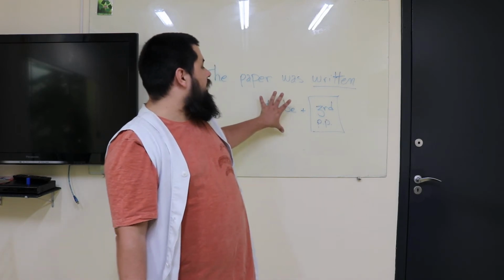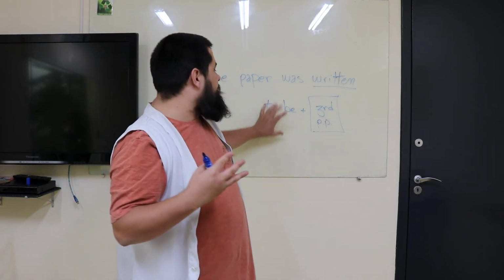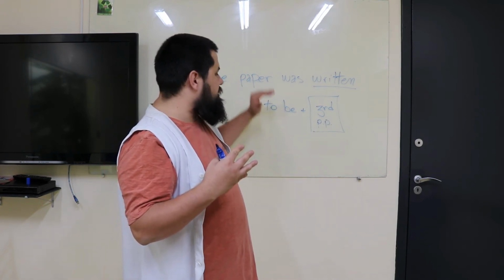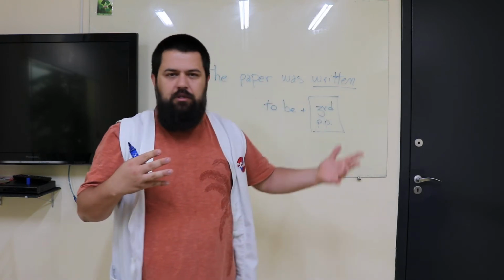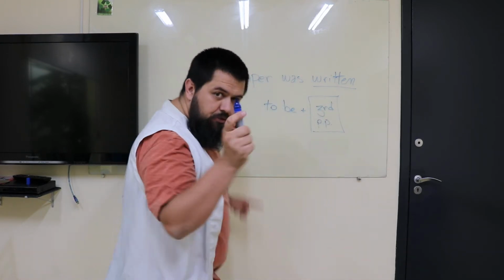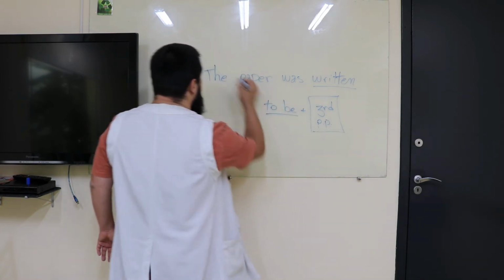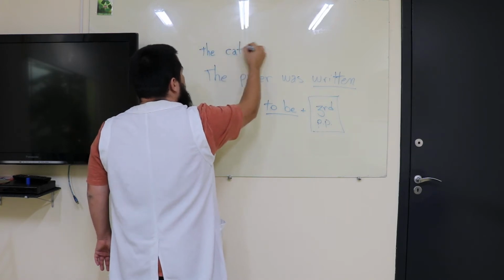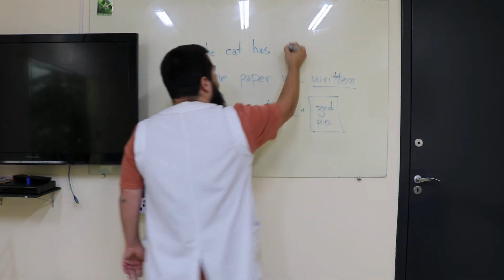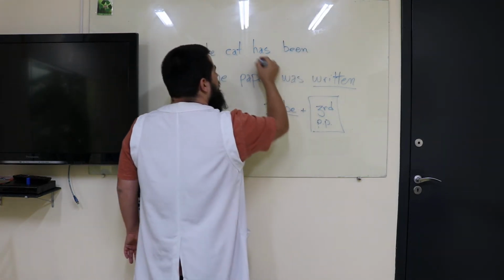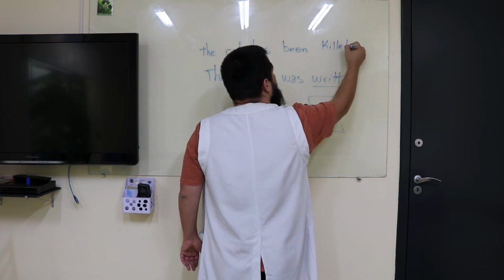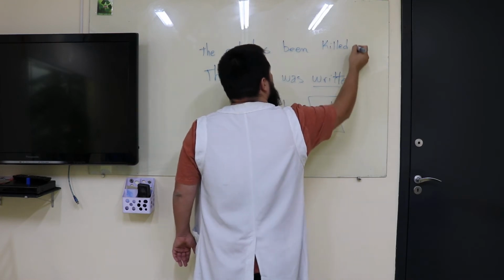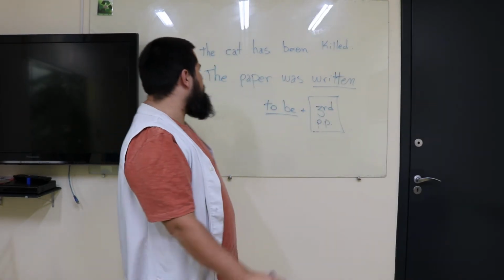The point is, you should try, guys, to develop this idea of passive voice. You should try to make your sentences in the present, in the past, in the future, in the present perfect. Let's try in the present perfect, which is a little bit harder, okay? Let's imagine the cat has been killed by... Now, the cat has been killed, period. We don't know who killed the cat, okay?